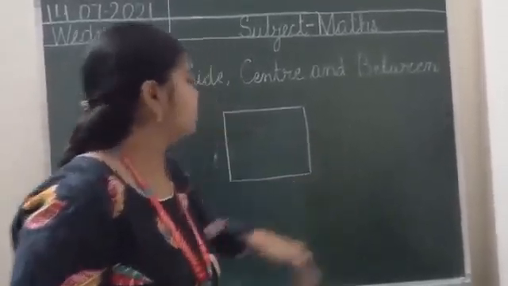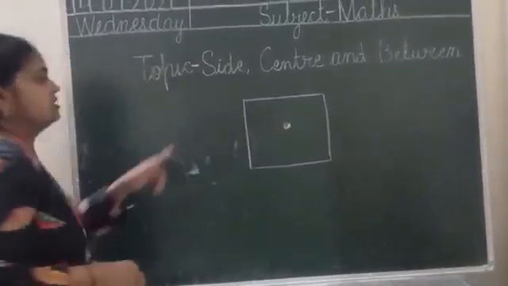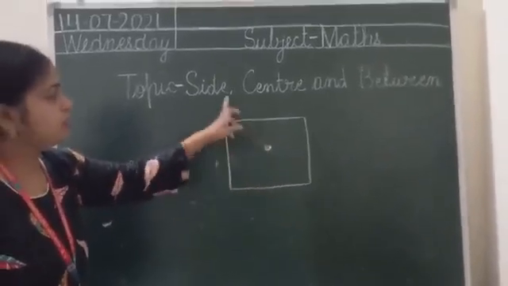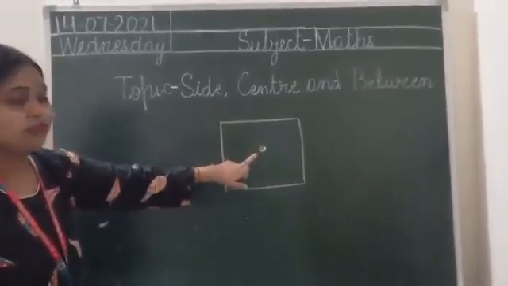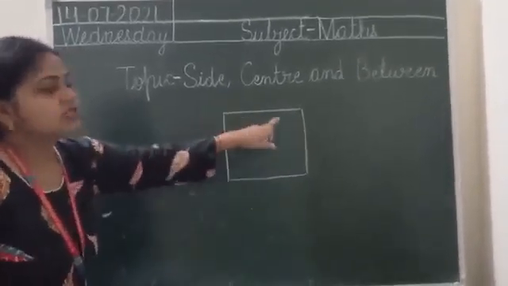Okay, now I am going to move it. See this. The dot is at the center of the square. Now, what is the position of the dot? The position of the dot is in the center of this square.